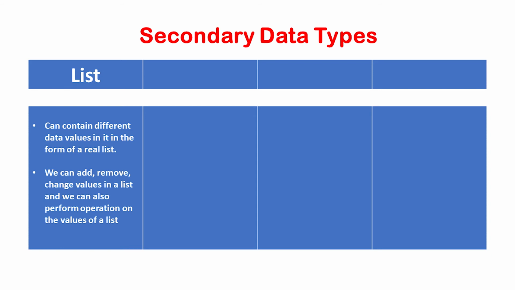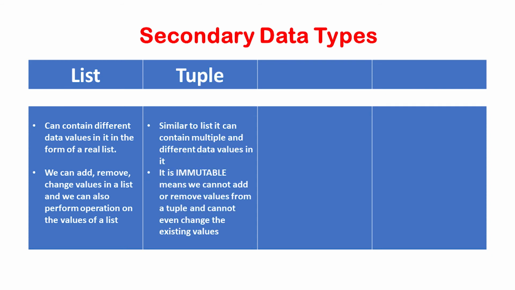The next data type is a tuple. A tuple is very similar to a list. It can contain multiple data types. We can also fetch the values from a tuple. But the difference between a list and a tuple is that once we have defined the values of a tuple, we cannot add or remove values from it. We cannot even change the existing values from a tuple. And that's what makes tuple different from lists.